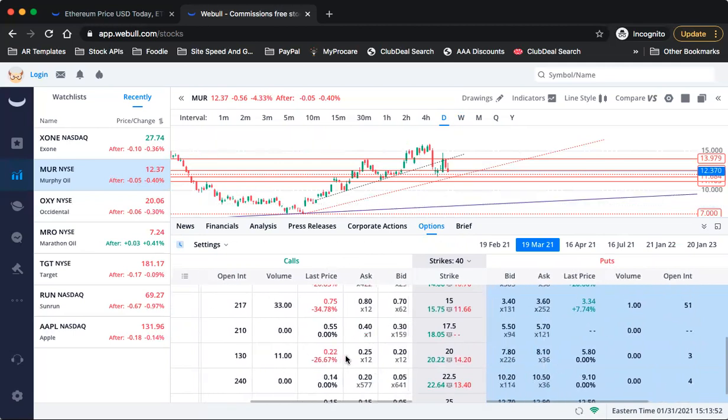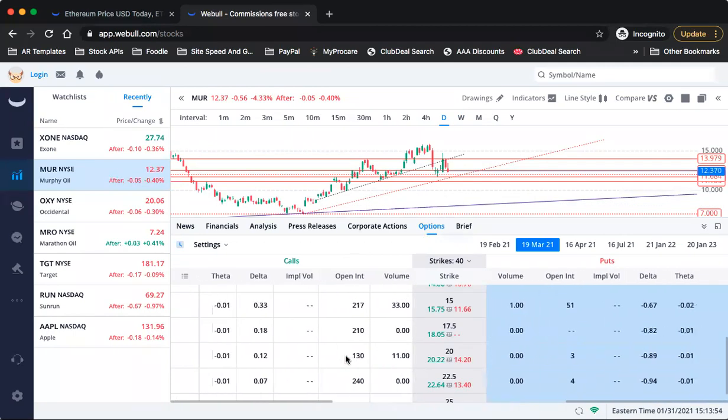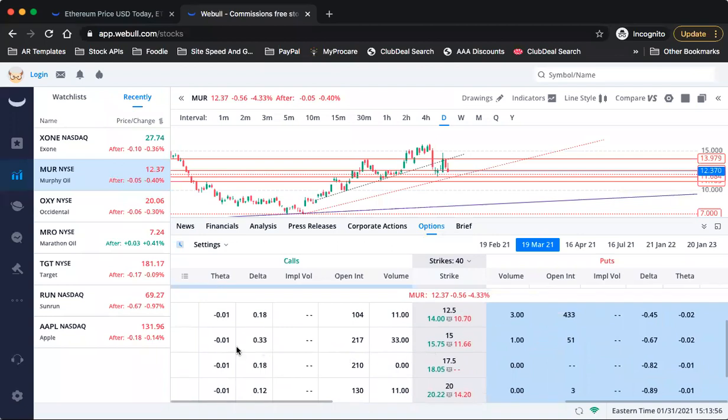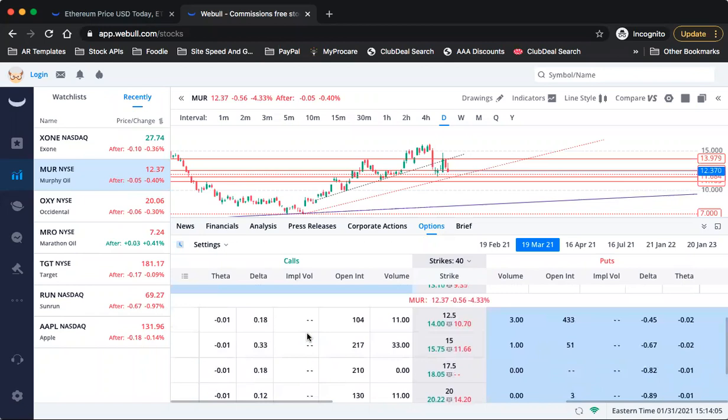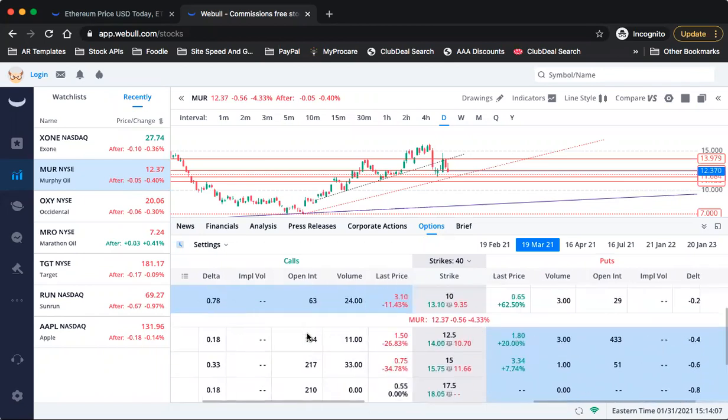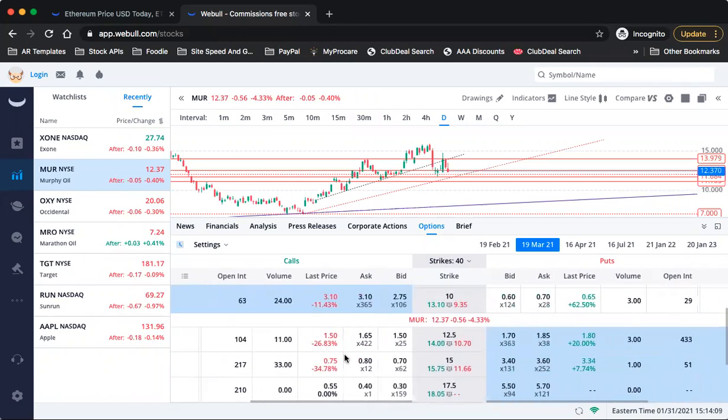And we all could be wrong. So that's another thing to keep in mind. But if you look at the 15, the Greeks are not bad. They're really good actually. So if it goes up, and it doesn't show us the implied volatility, but I don't think this one has got that much. The price for the 15 is actually too high in my opinion anyway.